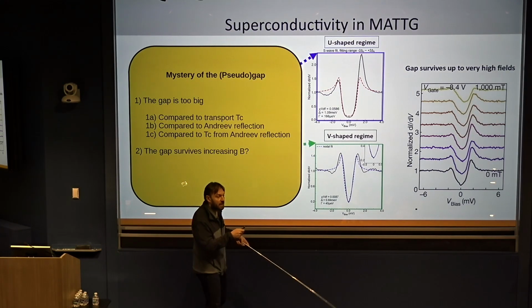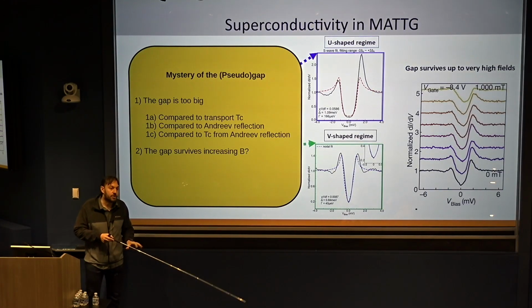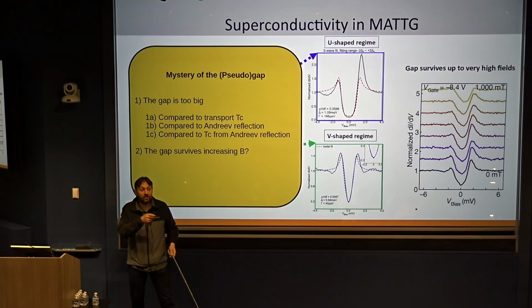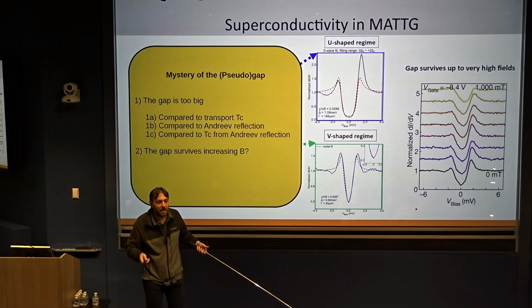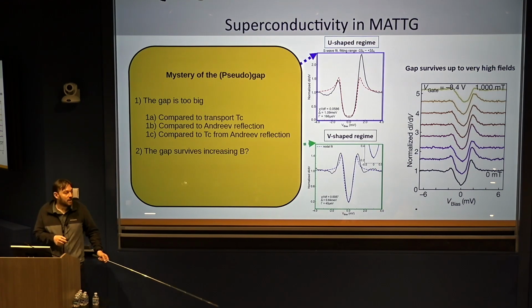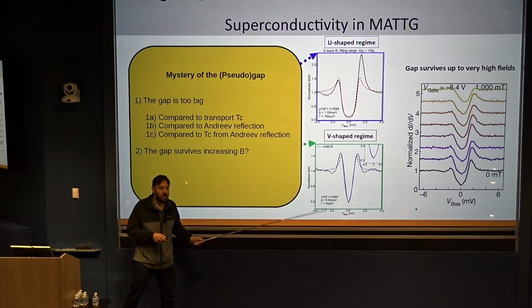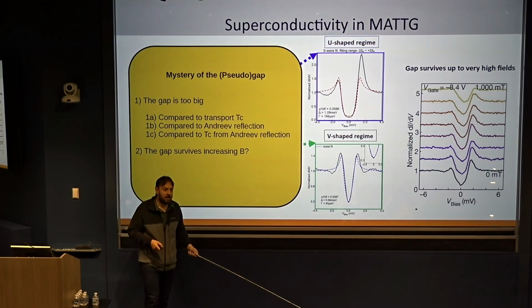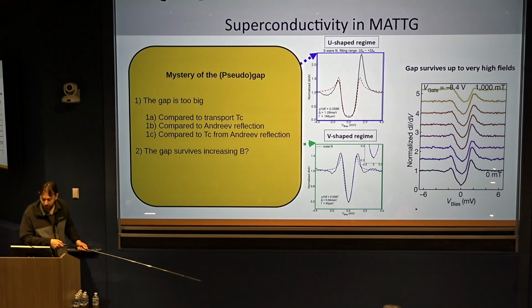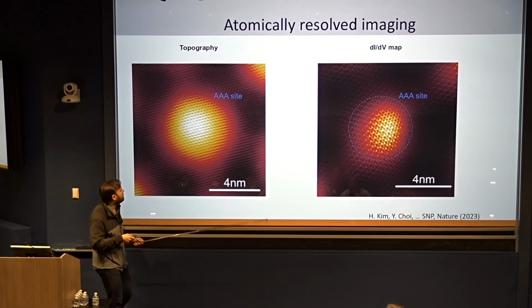And I want to shift gears now and tell you about a different order that also occurs in this twisted trilayer graphene in roughly the same range of filling factors. Okay? And for that, we need to switch from this spectroscopic view to real space imaging that STM is good for. And I just want to show you some examples of what I mean by that.